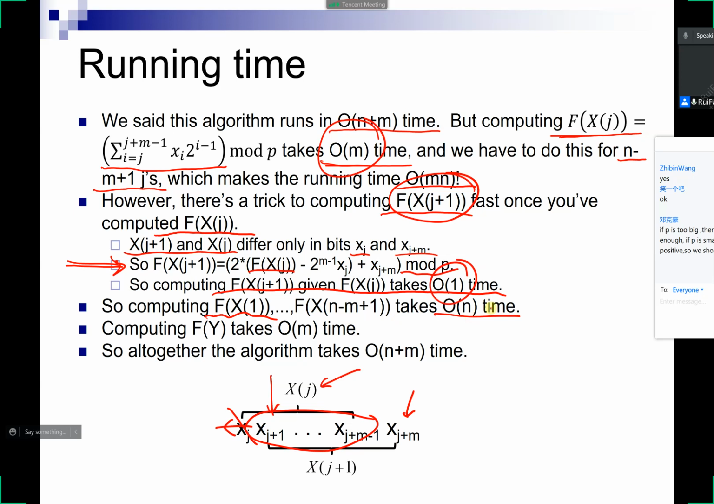So you can do this for all of these remaining j's. There are order n of these remaining fingerprints, and you can compute each of them in constant time. Therefore, computing all of these fingerprints for the x of j values altogether takes you order n time. Also, computing the fingerprint of y takes you order m time. So this algorithm basically just involves comparing all of these fingerprints to each other, and this is going to take you order n plus m time.